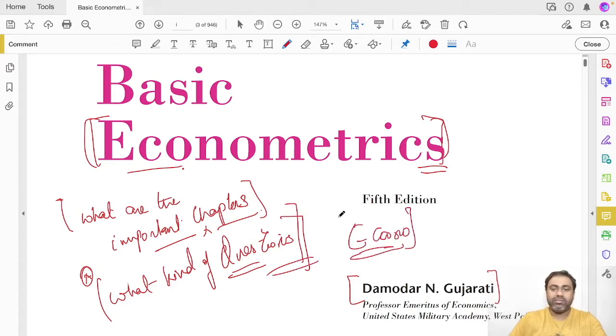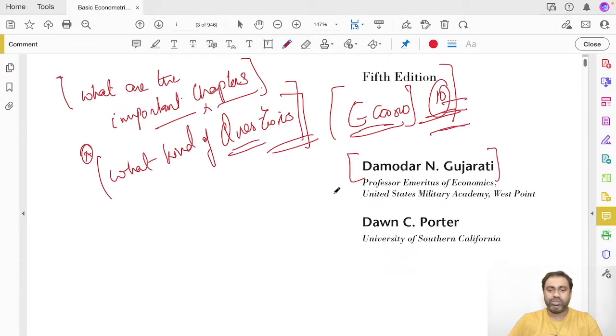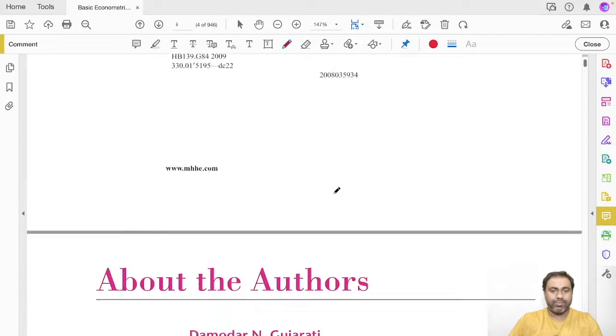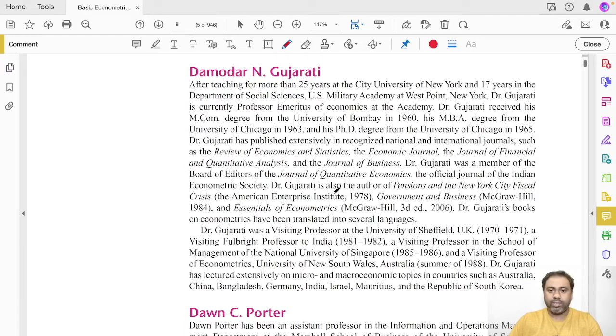And econometrics is important because roughly around 10 questions will be asked from econometrics. And this is one single book which will cover all the 10 questions, not only for JNU, but also for other central universities.